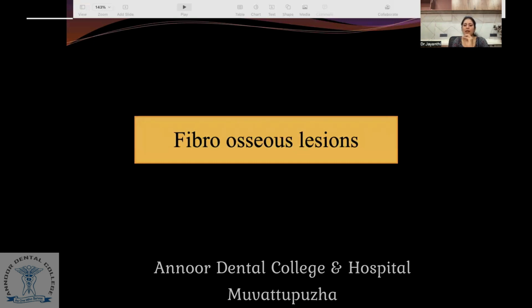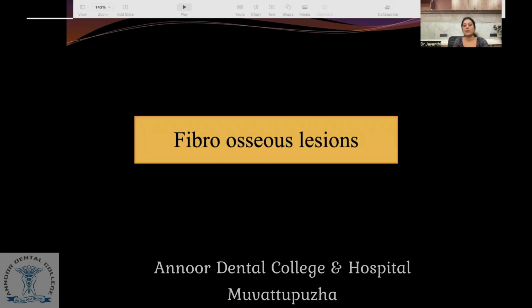So what are these fibrous lesions? The name only suggests there are two terms here, fibro-osseous. So what happens is, it's a bone disease. The normal bone is resorbed and it is replaced by fibrous connective tissue. That is the first step. So the first step is the normal bone will be resorbed.